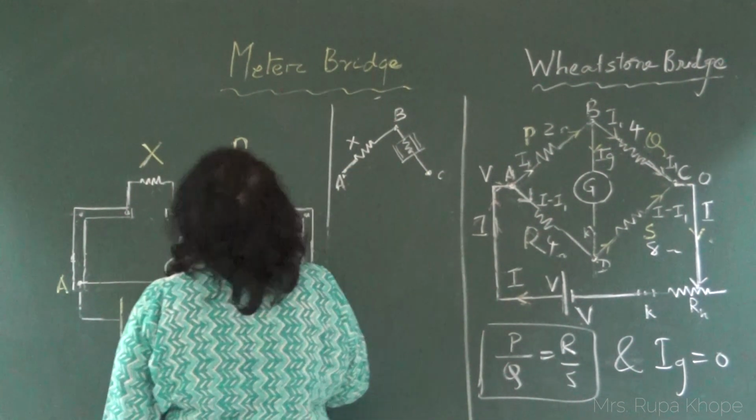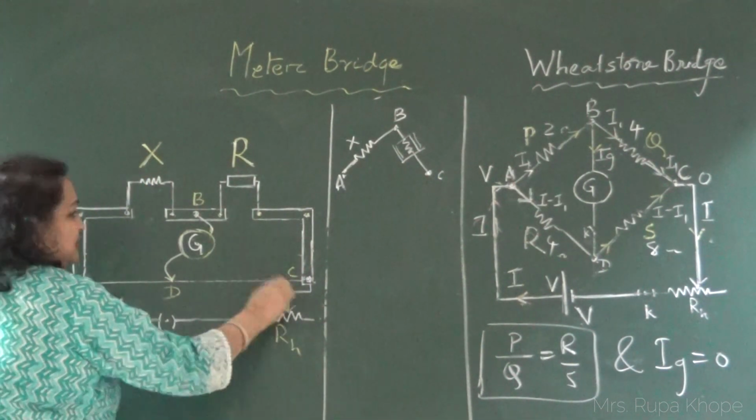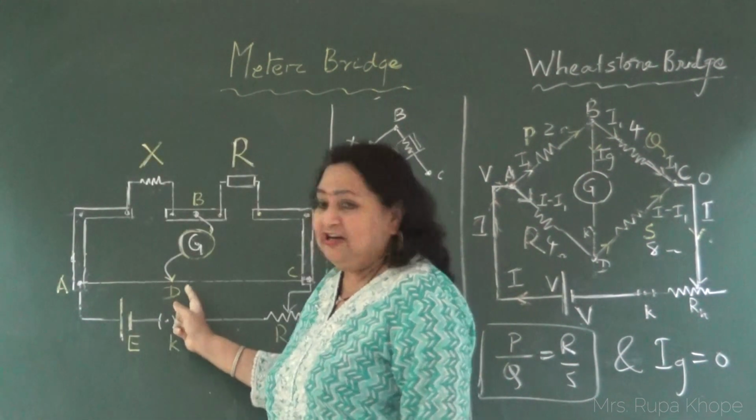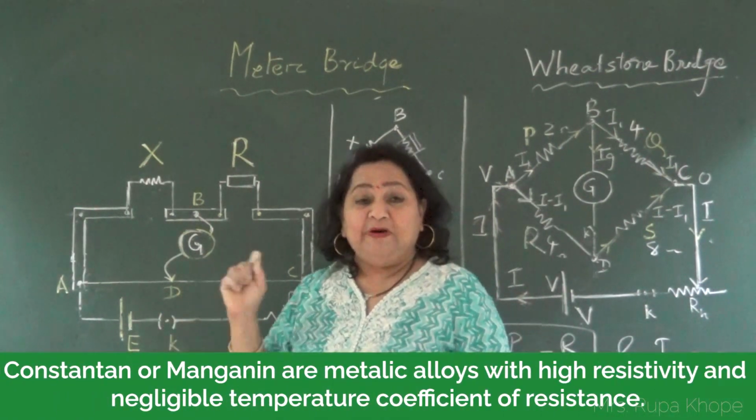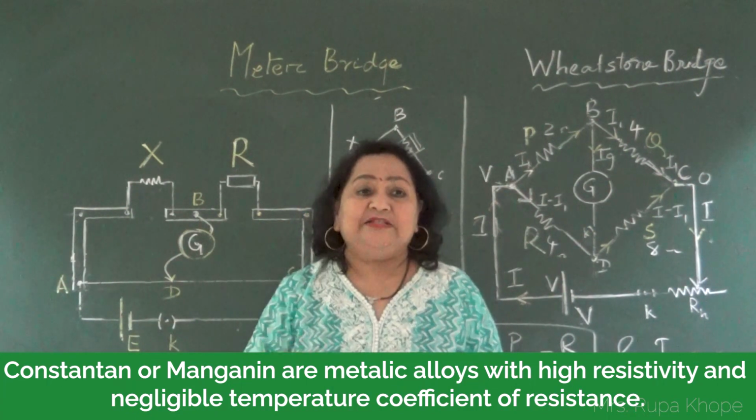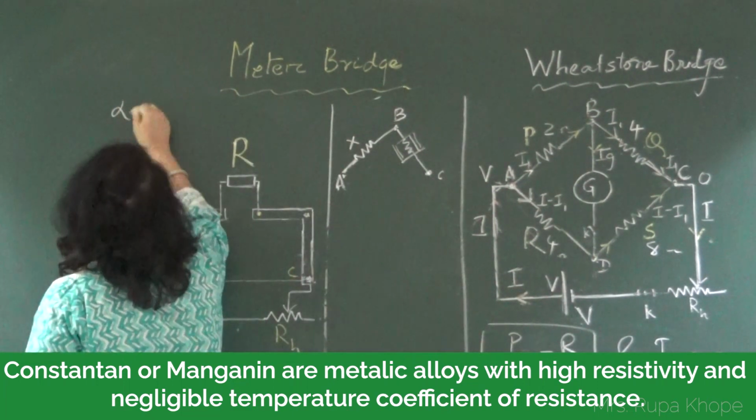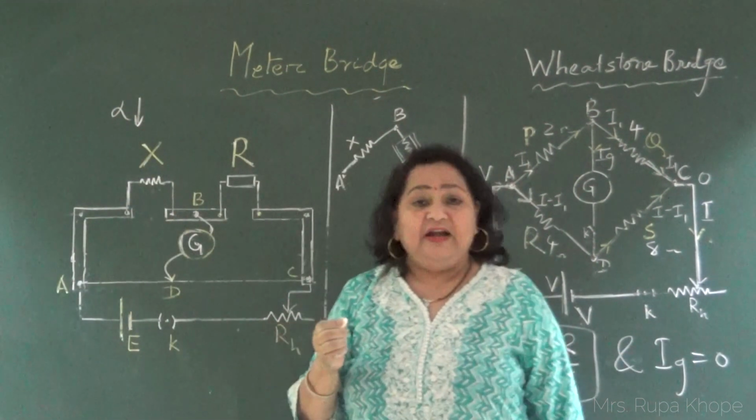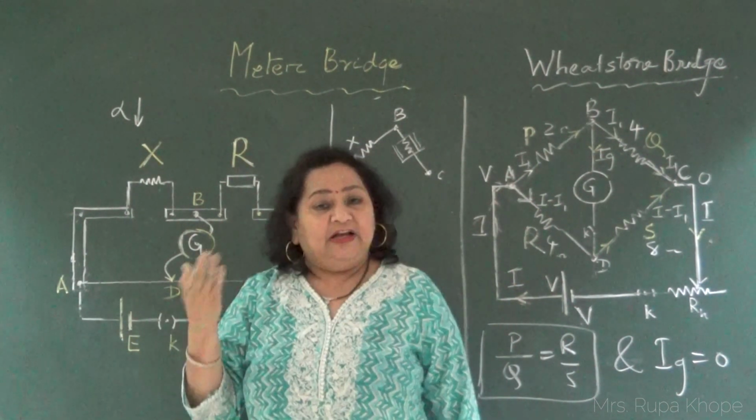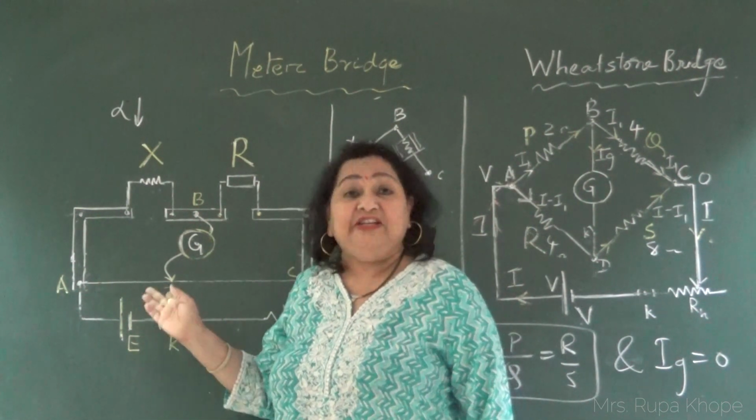Now, here there is a wire. This wire has some length and it is a metallic wire. By the way, do you know what this wire is made up of? It is made up of a material called constantan or manganin. Constantan has a very low, negligible temperature coefficient. Alpha is very low. What is the meaning of that? If you pass a current for a long time, this wire will get heated up. And due to heating, the resistance of that wire may change if it is a metal.